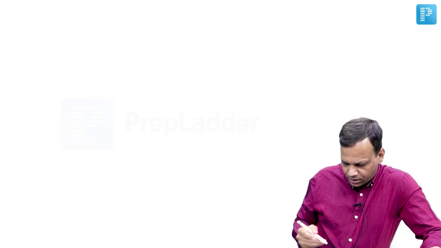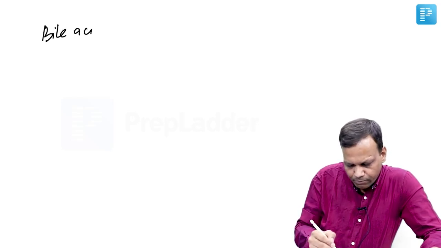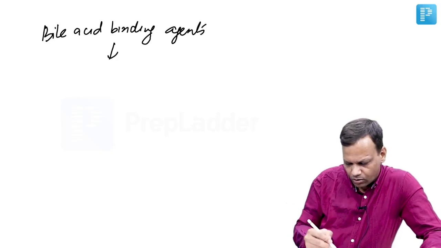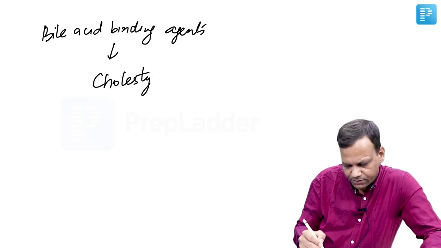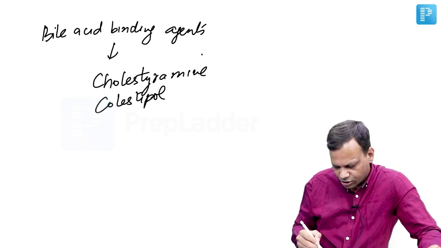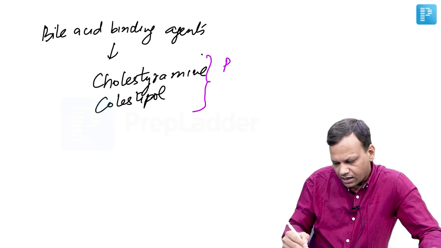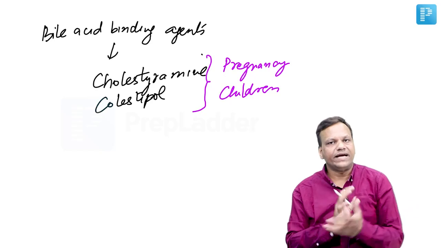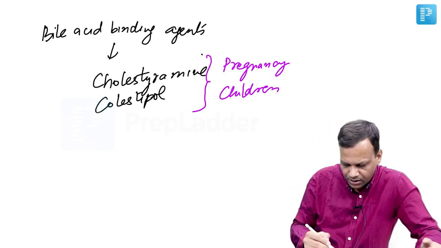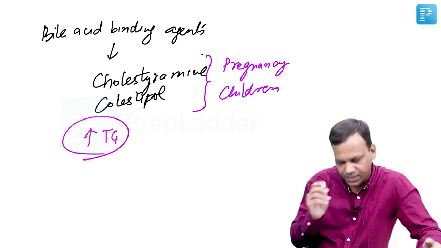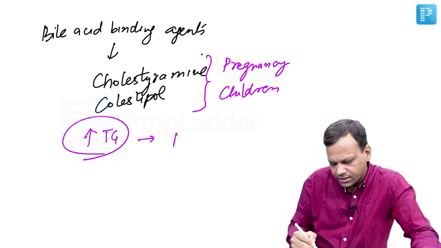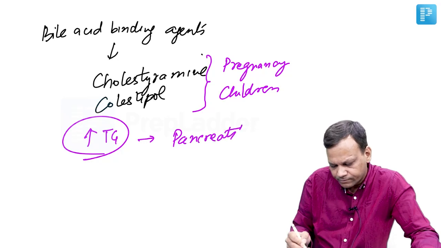Okay. Next are bile acid binding agents, also called BABA drugs, like cholestyramine. The main advantage of these drugs is that they are very safe in pregnancy and children. So these are drugs of choice for dyslipidemia in pregnancy and children. They are not absorbed at all. But the main disadvantage is they cause hypertriglyceridemia. So if there is already an increase in triglyceride, they are contraindicated because they can result in pancreatitis in these patients.